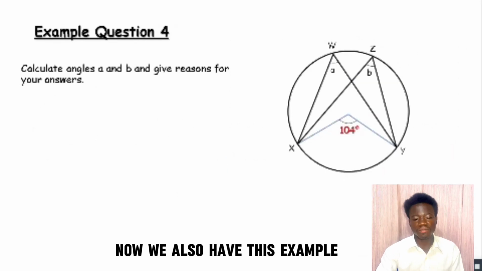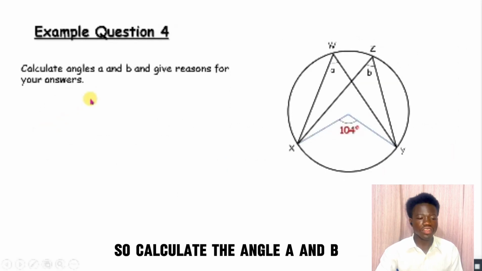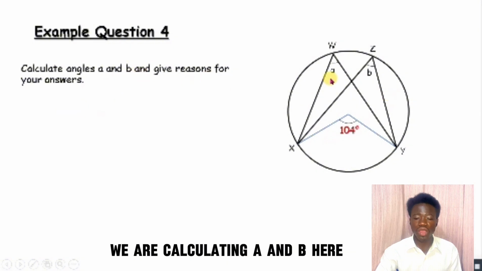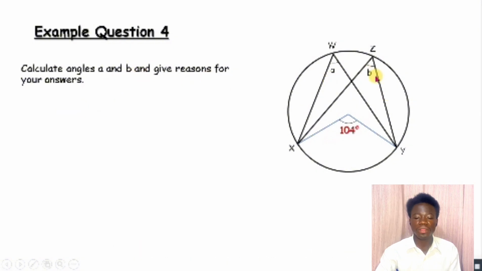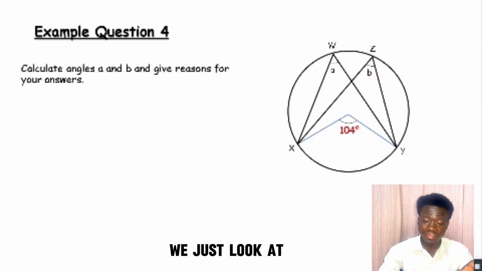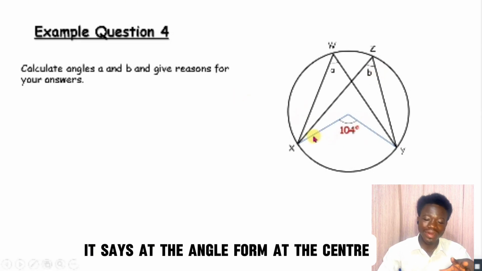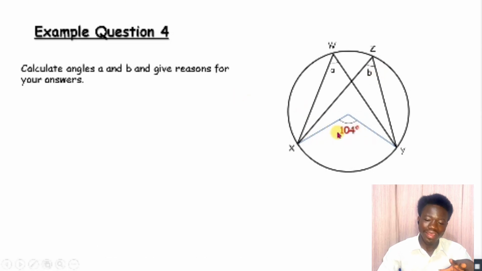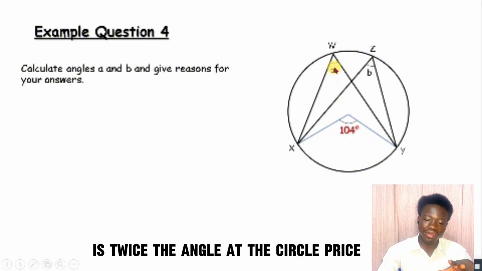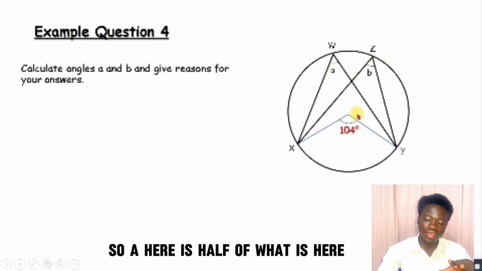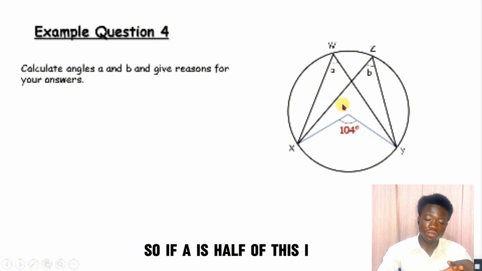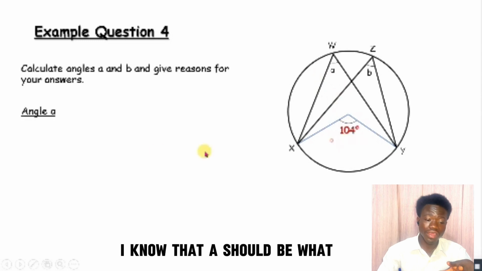Now, we also have this example. It says calculate the angle A and B and give reasons for your answers. So we are calculating A and B here. Now, just like the property we just looked at, it says that the angle formed at the center is twice the angle at the circumference. So A here is half of what is here.